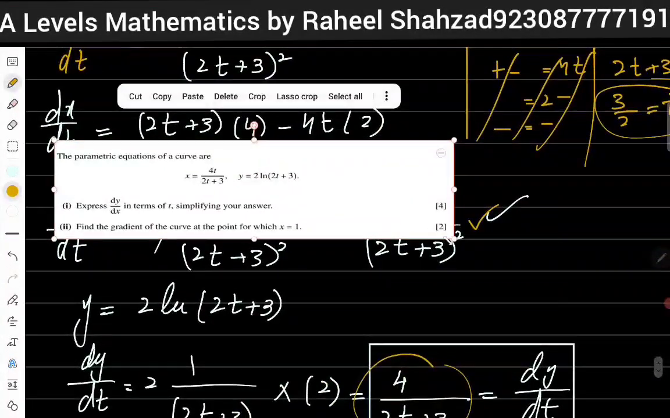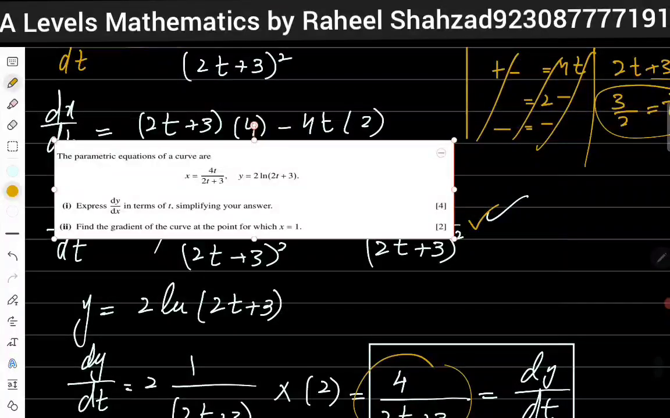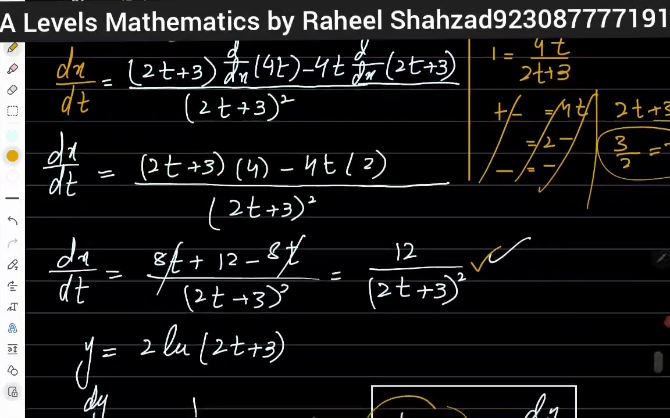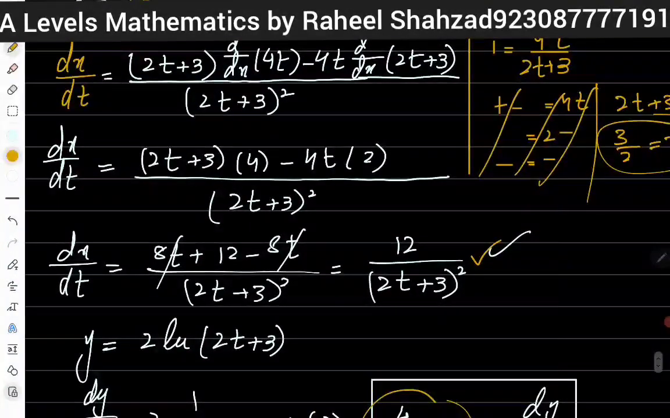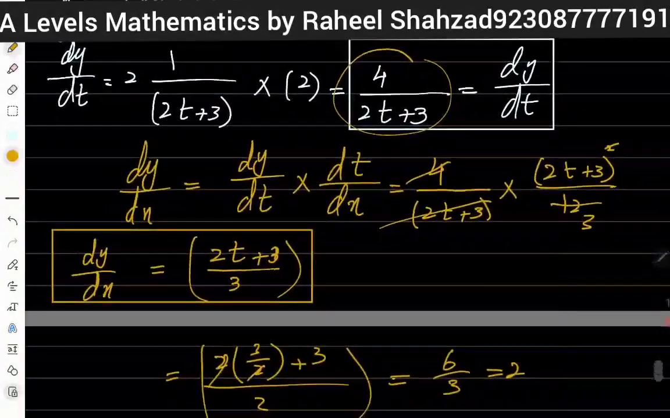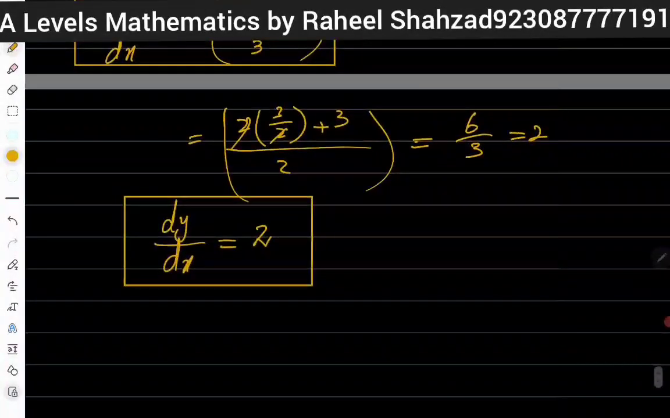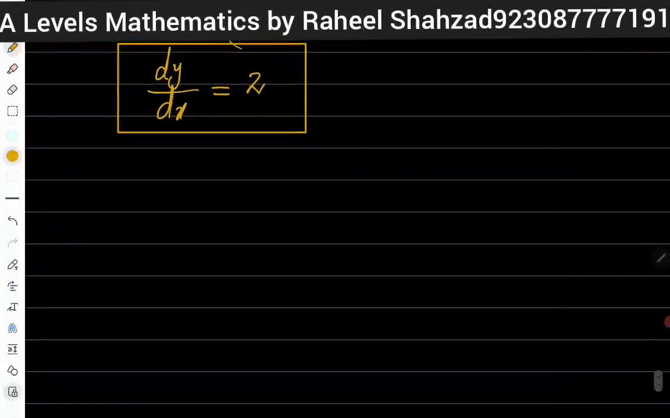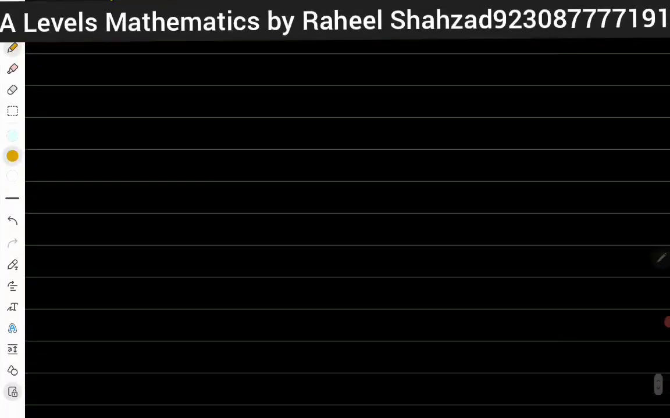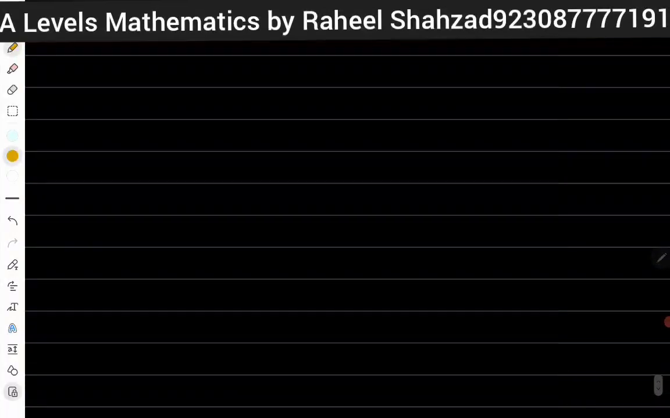Sorry, just a minute. Yes, so you find dx by dt and then dy by dt. You substitute it here at t equals 3 by 2. This is your dy by dx at the given point, right? So let's move to the next question now.